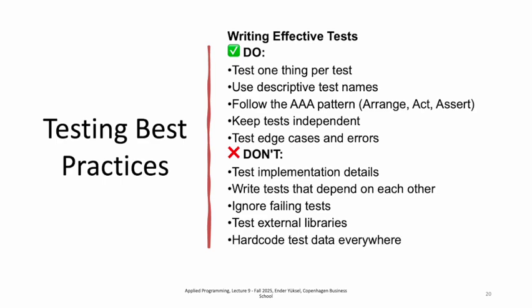Don't hardcode test data everywhere. If you need a test user in 20 tests, don't repeat the same user creation code 20 times. Create a helper function or use a factory pattern. This makes tests easier to maintain. When you need to change the test user structure, you change it in one place, not 20.